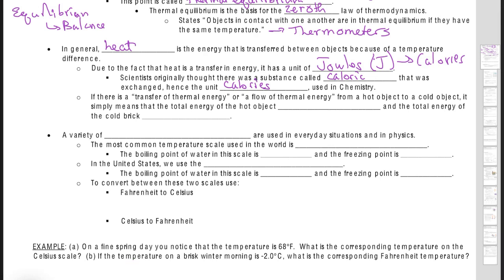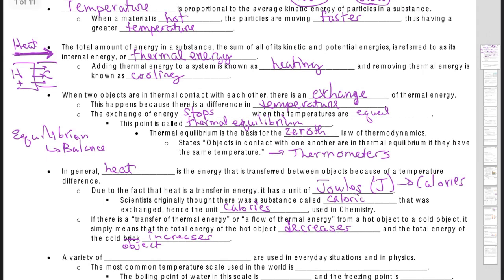Okay, so if there is a transfer of thermal energy, or a flow of thermal energy from hot to cold, it simply means that the total energy of the hot object decreases, and the total energy of the cold object, I put brick because where I got this was talking about a hot and a cold brick, will increase. So if I go back to that picture, the particles here are transferring energy to the cold particles to get these to move around more, increasing the thermal energy there, but decreasing it on the hot side, until we get to a point when they're in equilibrium, when they reach that same temperature.